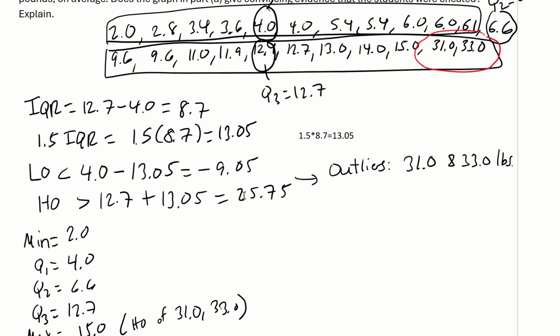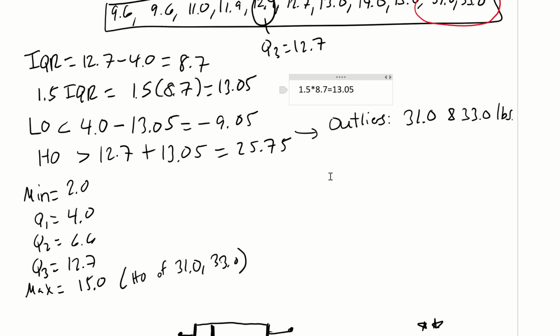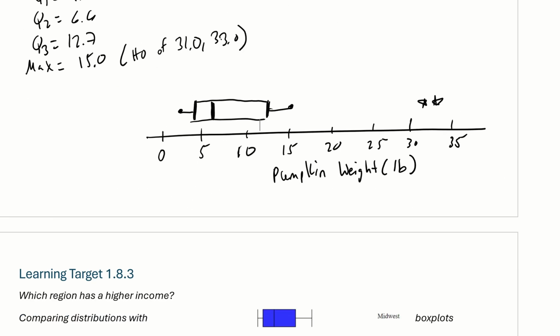So now part B is saying the farmer who grew these pumpkins told the students that the pumpkins from his farm weighed 14 pounds on average. Does the graph give convincing evidence that the students were cheated? So were the students cheated, considering that the average, the farmer said, was 14 pounds, right? So is there convincing evidence that they were cheated? That's what we're gonna try to explain.